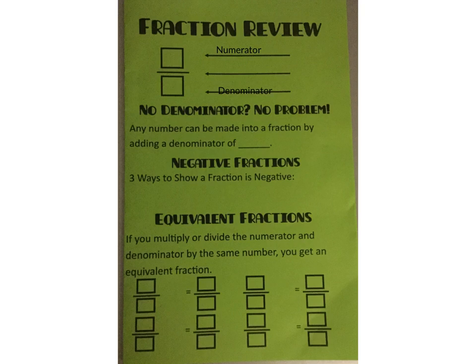When we have a number that is not written as a fraction, it's just a whole number, we can make it a fraction by putting the number 1 underneath of it. We're not going to worry about negatives right now. And then on the next page, we'll actually talk about our equivalent fractions.